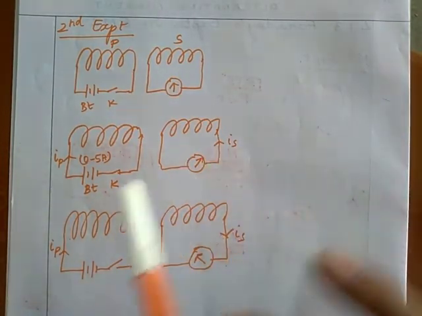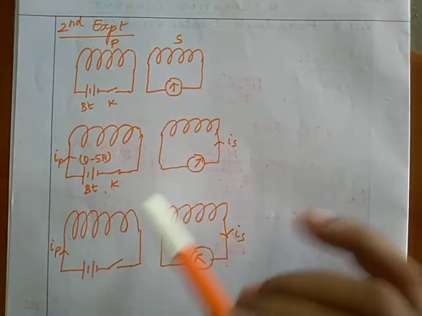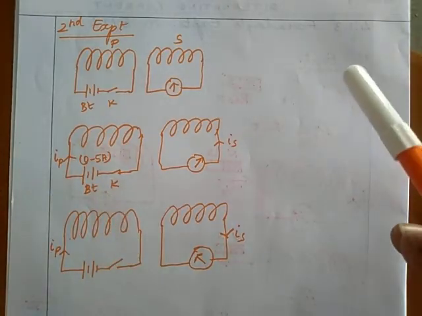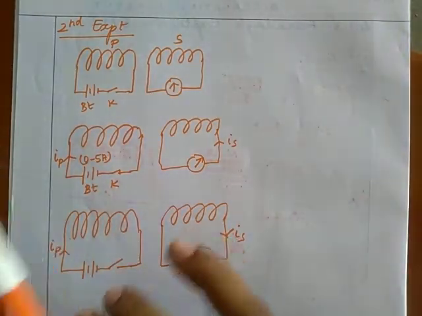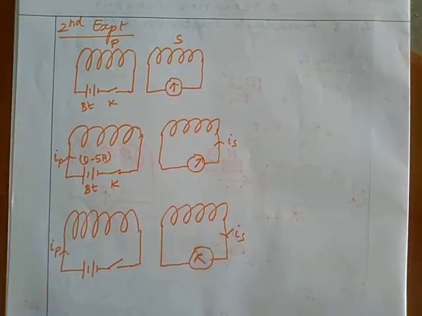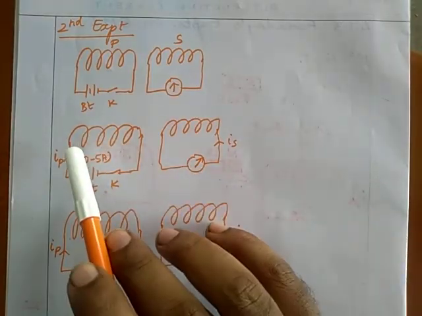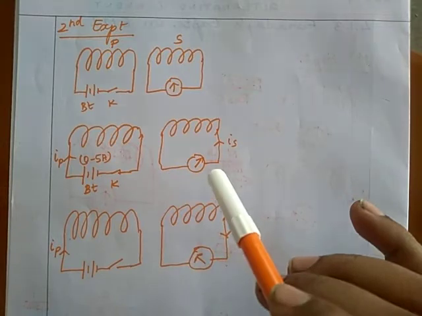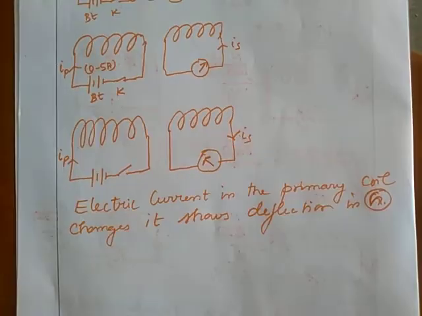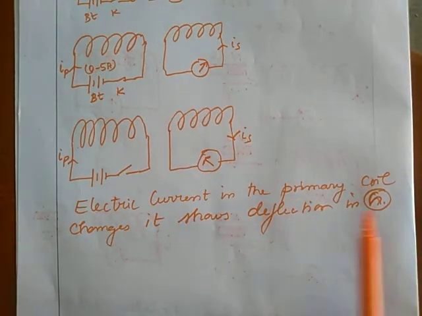In the first experiment we found that the current is known as motional current and that EMF is known as motional EMF, that is produced due to the motion of the bar magnet or the motion of the coil. So that EMF is known as motional EMF. Here we get it through induction, so it is known as induced current. In this experiment, when the electric current in the primary coil changes, it shows deflection in the galvanometer.